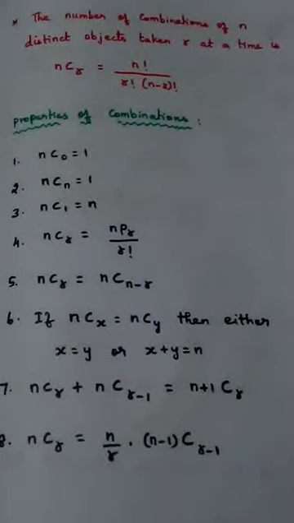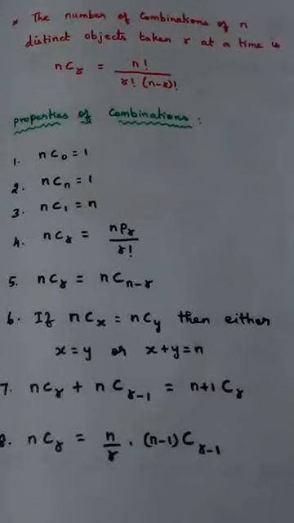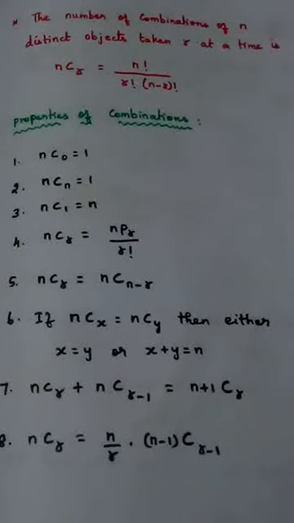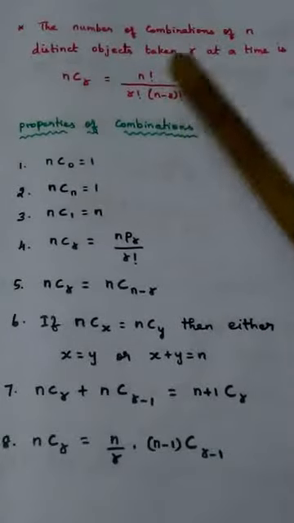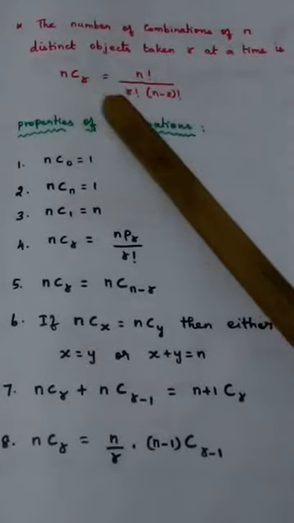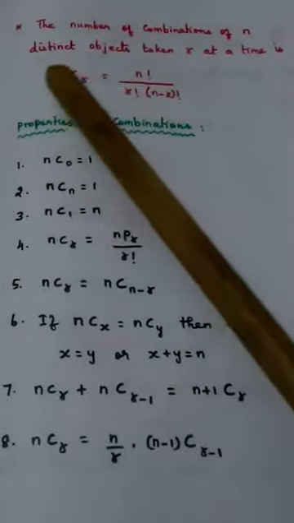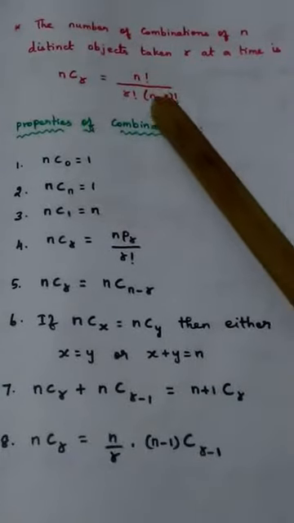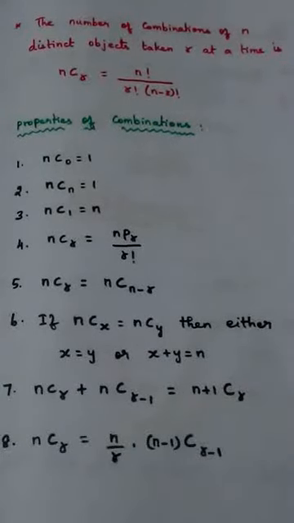We have learned many formulas regarding permutations. We know what is nPr, how to calculate nPr, 5P3, we know very well. Similarly, combination means selection. For nCr, the formula is n factorial by r factorial into n minus r factorial. This is the formula for calculating nCr.